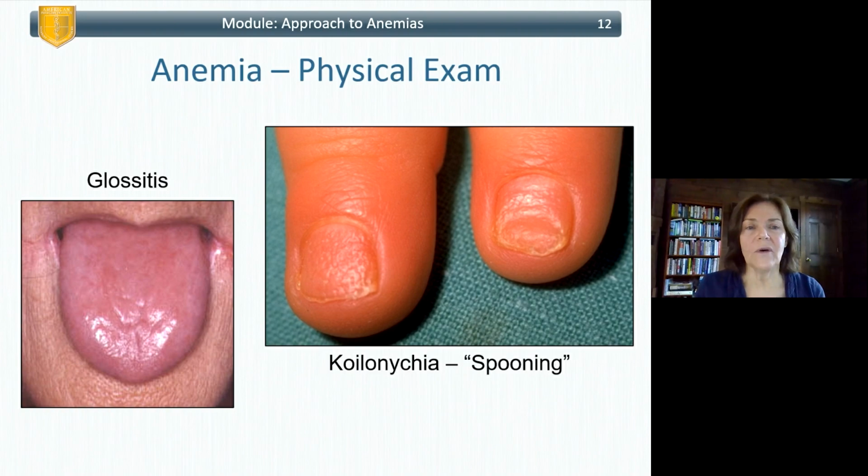This is a photo of glossitis. You can see this tongue on the left here is very smooth and it's missing a lot of papilla. This is often found in B12 or iron deficiency. And on the right, you'll see the abnormal texture of the nails. This can be due to iron deficiency.